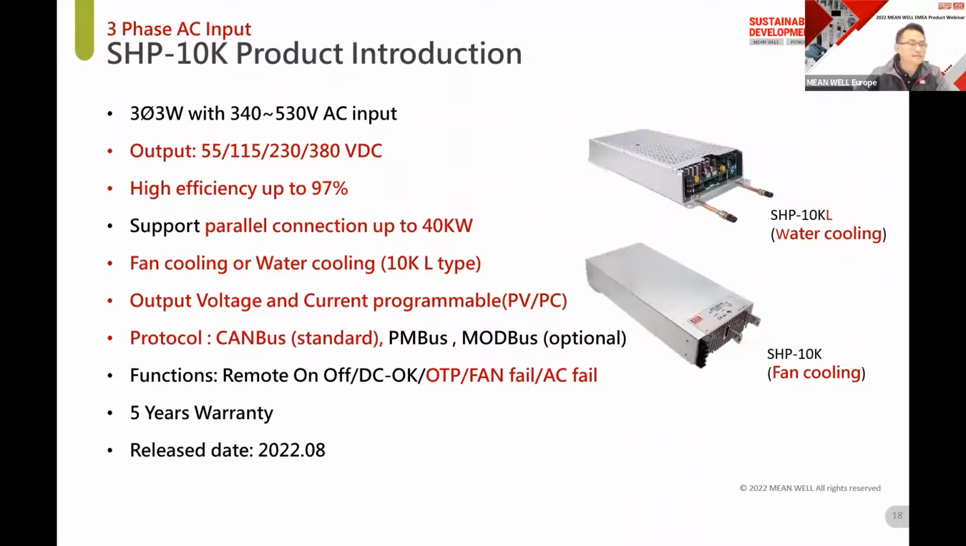SHP10K is a new generation with a high input and a high output voltage. Efficiency is up to 97%. Connect 4 units in parallel, you can get 40 kW power. It also comes with a water cooling and a fan cooling version. For digital control, there are CAN bus, PM bus, and Modbus available. It is suitable for industrial applications, for example, UV or laser machine applications.